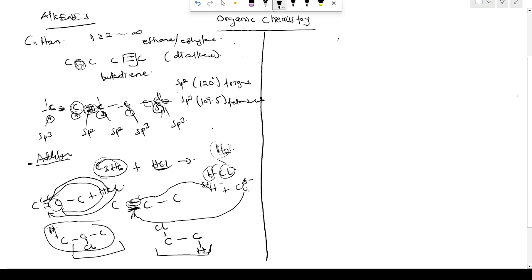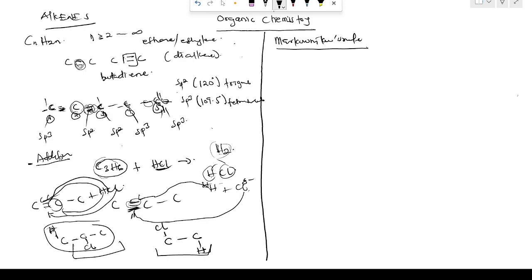So now, a man sat down to bring about a whole idea on how to go about this. And the rule is called the Markovnikov rule. The Markovnikov rule in simple terms states that hydrogen is added to the carbon with the most hydrogens, and the halide is added to the carbon with the least hydrogen. So this is what it means.